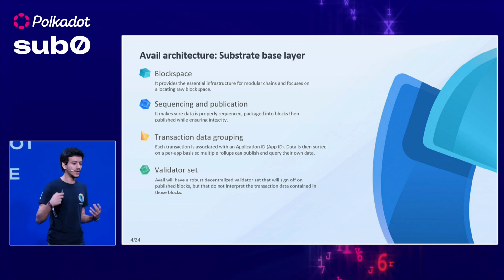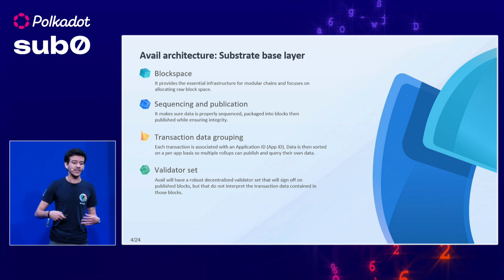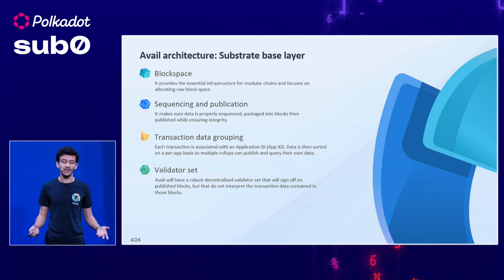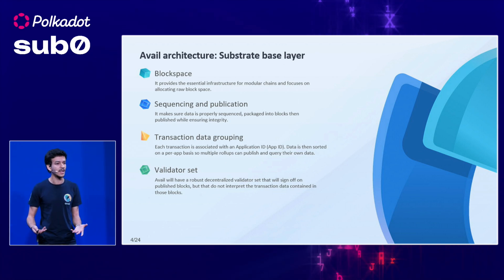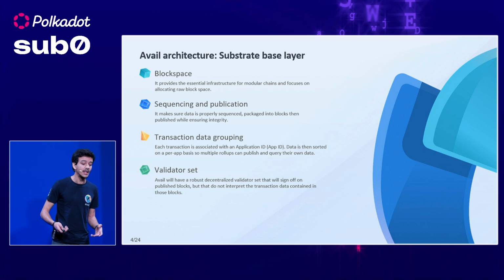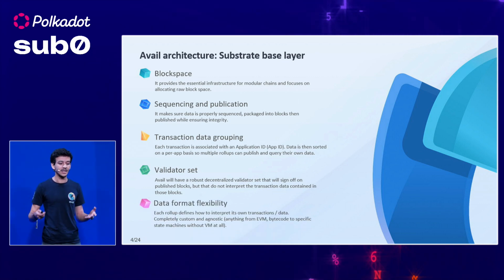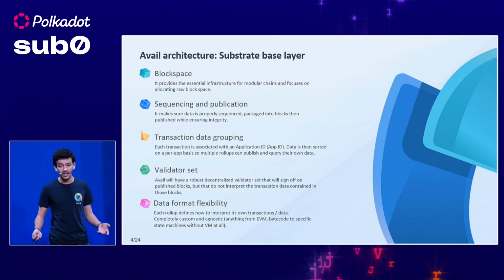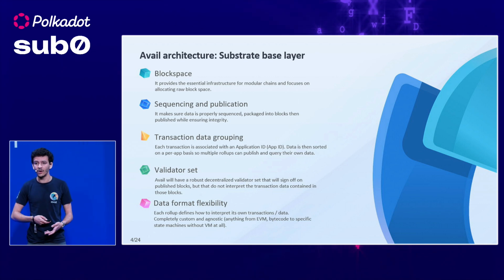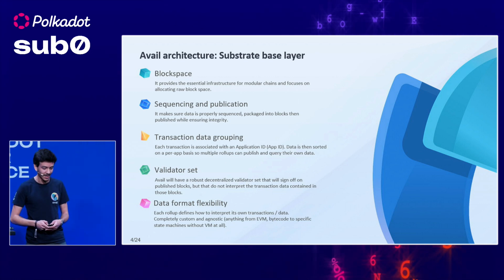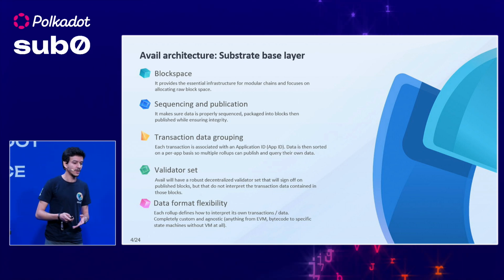We'll also have a robust decentralized validator set, thanks to the Substrate ecosystem, that will sign off our published blocks. They won't interpret the transactions except for base layer transactions like balance transfers and stuff like that. But for the data availability transactions, they won't interpret the transactions contained in those blocks. That means that our data format is really flexible. Each rollup will define how to interpret its own transactions, its own data. It's completely custom and agnostic. It can be EVM bytecode, literally anything, some text, some bytes, without even a VM at all if necessary. So this represents the base layer that we have in Substrate.